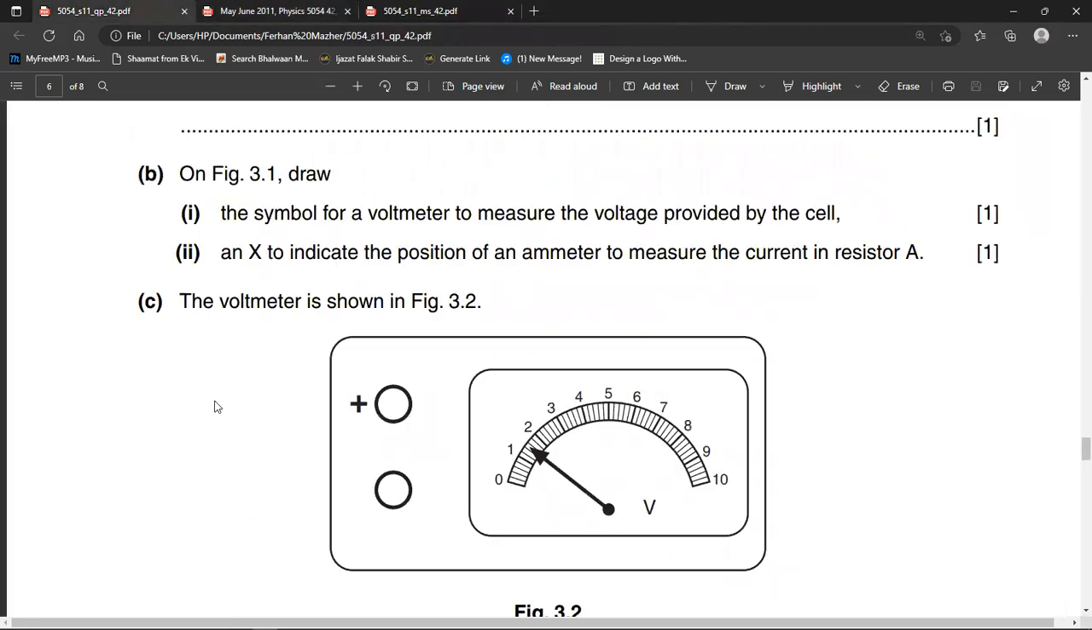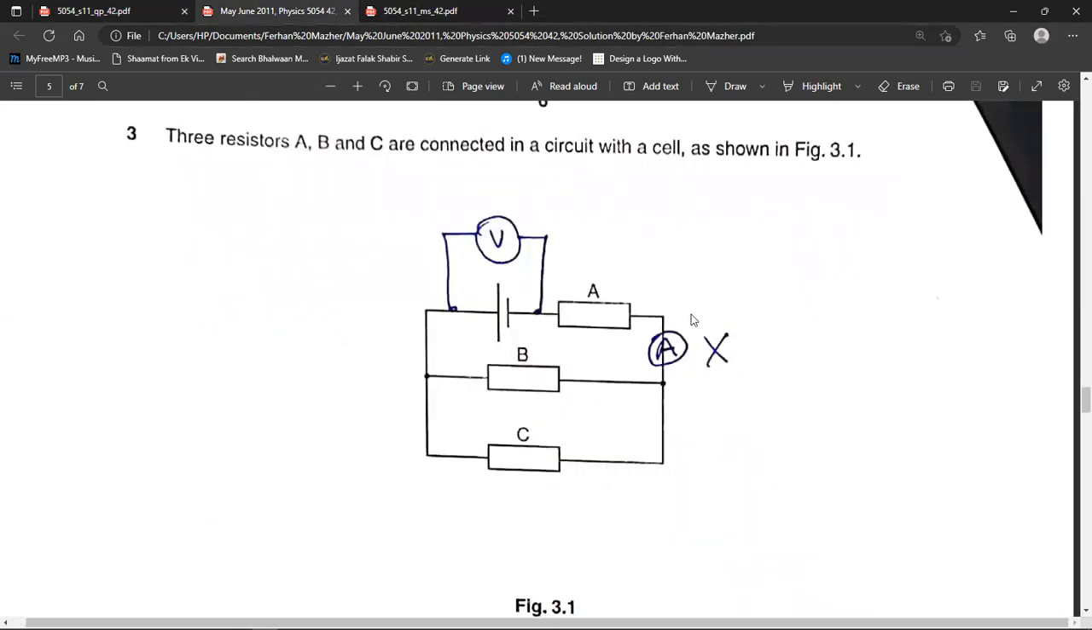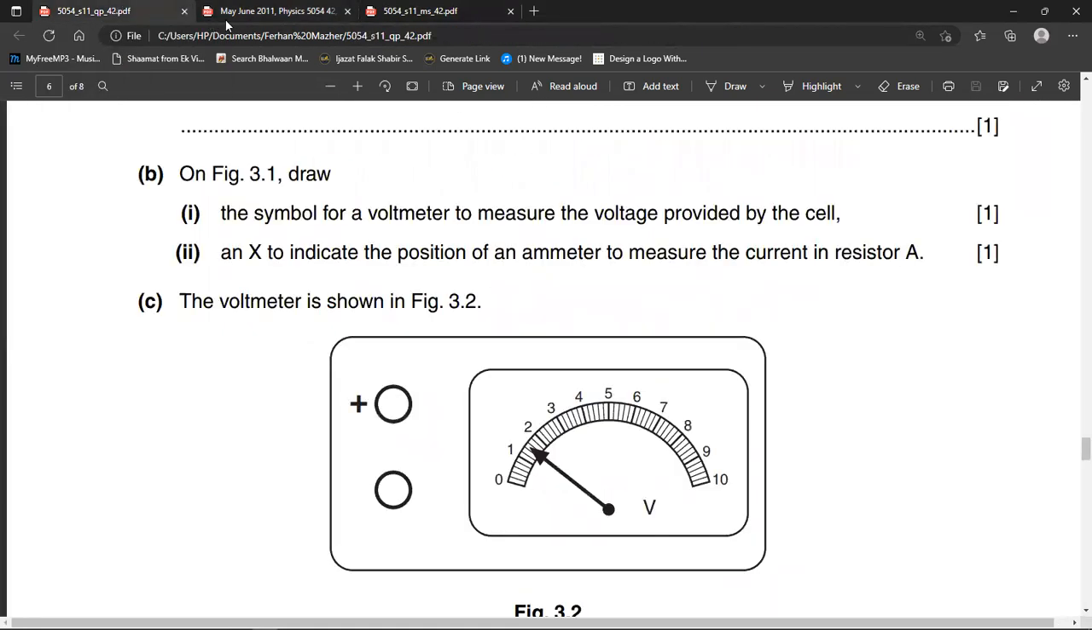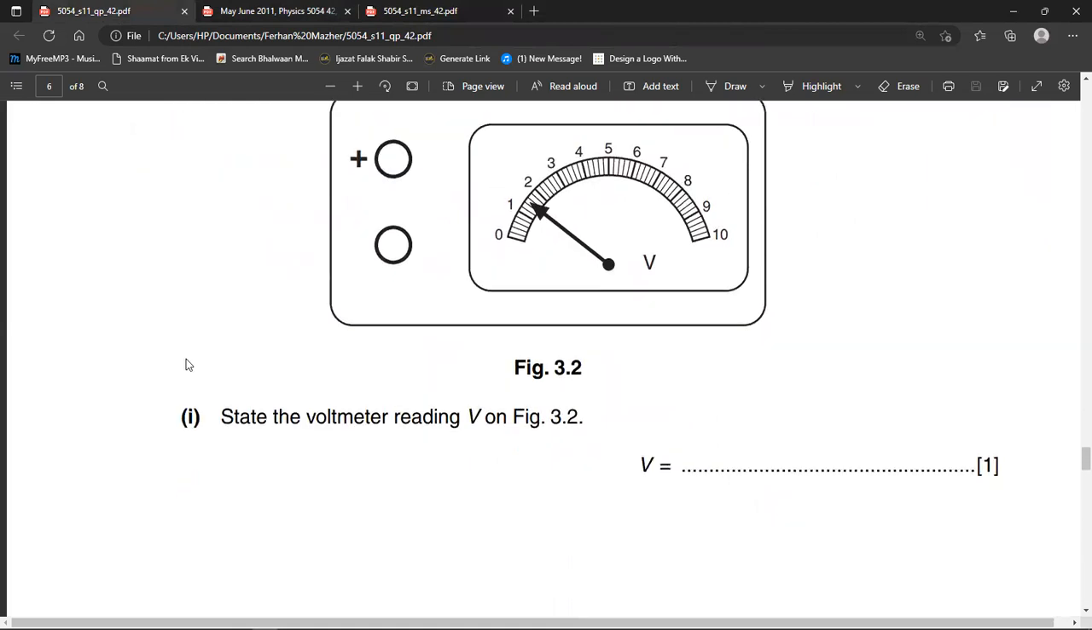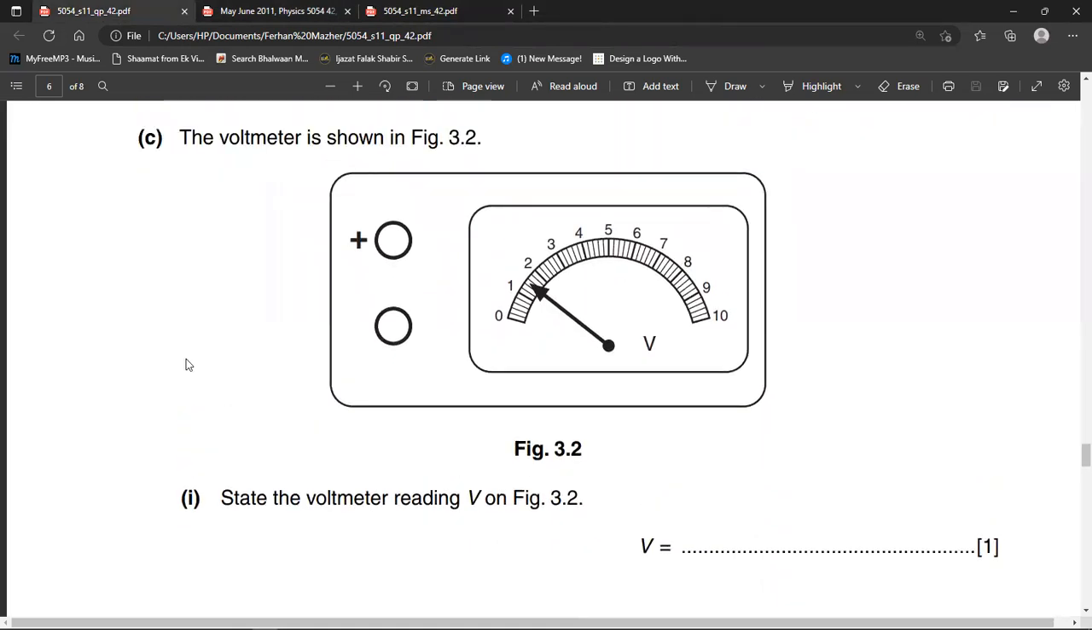If you read it, on figure 3.1, draw an X to indicate the position of an ammeter to measure the current in the resistor A. So this is the position where you will put an ammeter. I have made an actual ammeter there, but you are supposed to put an X there. The voltmeter is shown in figure 3.2. State the voltmeter reading V on figure 3.2.